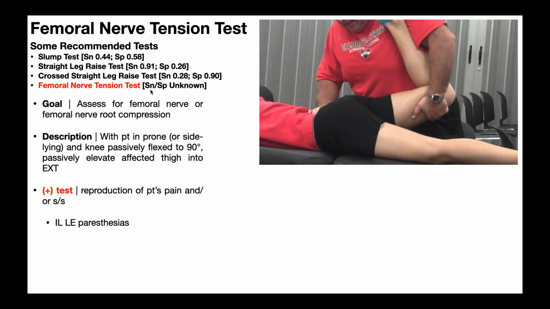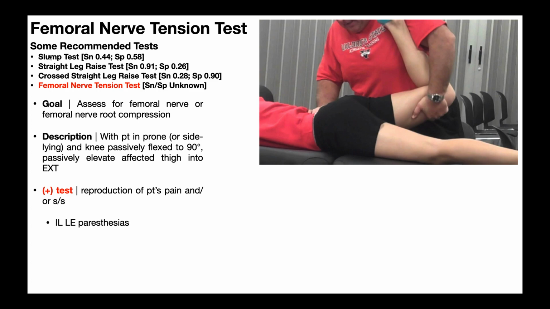Now, you'll notice that the femoral nerve tension test has unknown psychometric properties. They have not been determined. They have not been subjected to a rigorous study. So we can't say necessarily that it's good for ruling up. We can't say that it's good at ruling down. For all we know, it might be bad at both of those things, but it does have an important use.